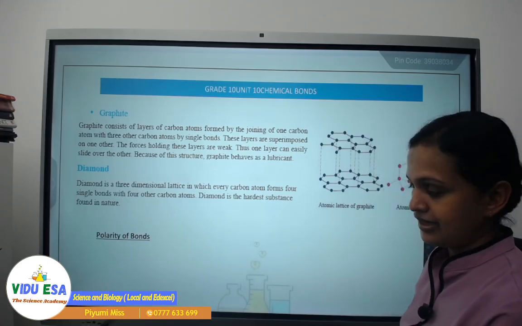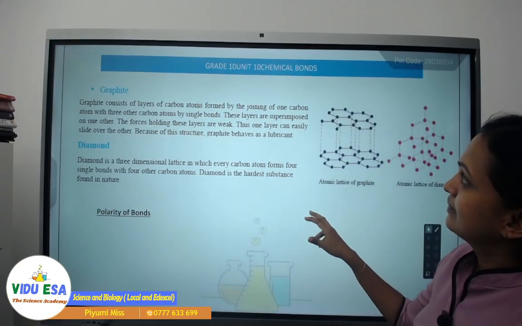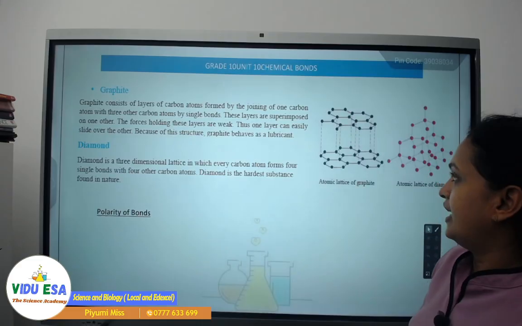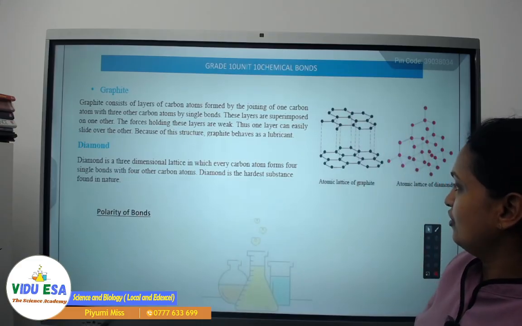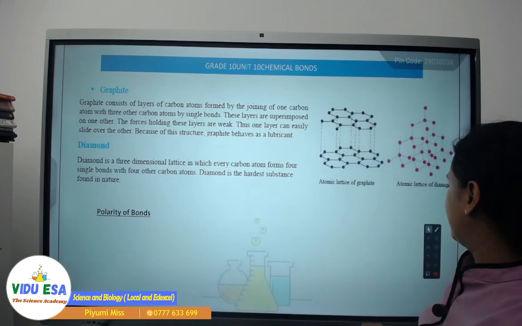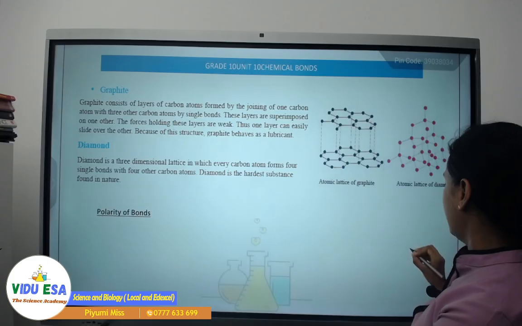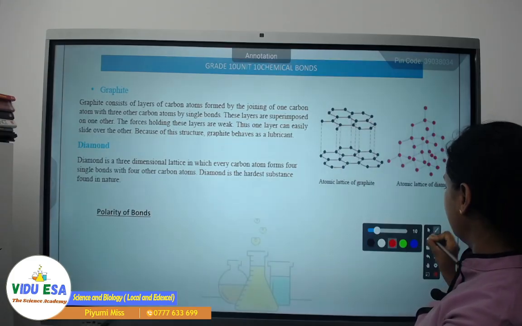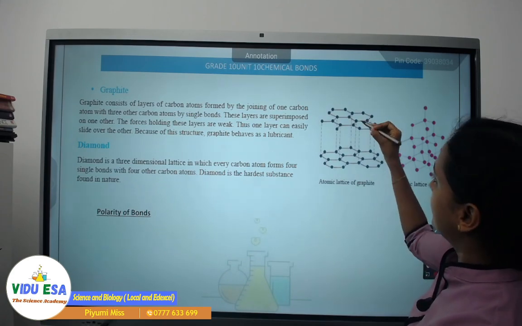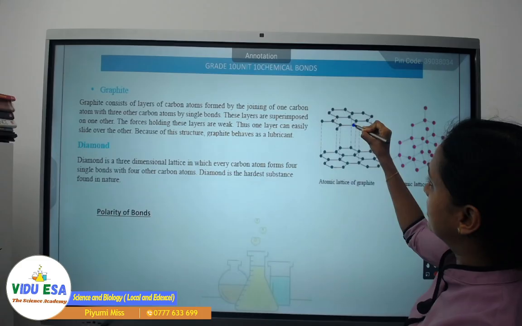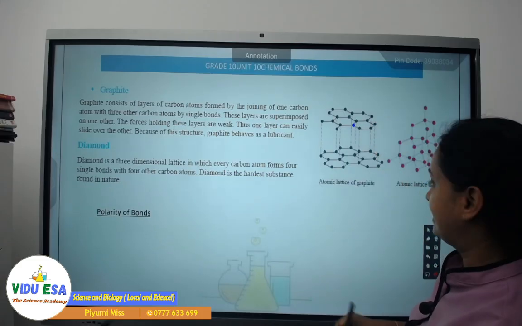Okay. Graphite. Here you are shown the atomic lattice of graphite. Look there, the dots show the carbon atoms, right? If we consider one carbon atom, I will consider this dot. Can you see?